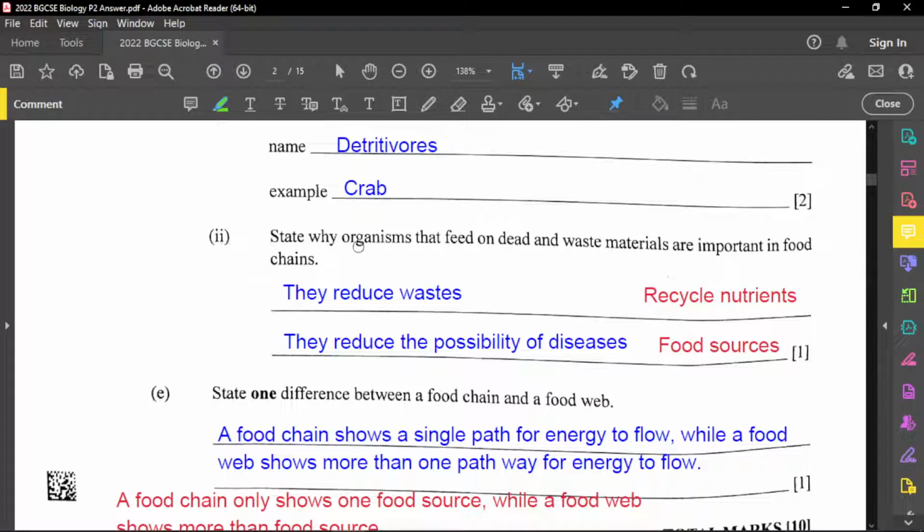For the second part, it asks to state why organisms that feed on dead and waste materials are important in food chains. Detritivores are similar to decomposers in terms of importance. They reduce waste, the pileup of waste and the pileup of dead organisms. In that case, they help to reduce the possibility of diseases. Also, they help to recycle nutrients, and they also serve as important food sources. So detritivores themselves are food sources in a food chain.